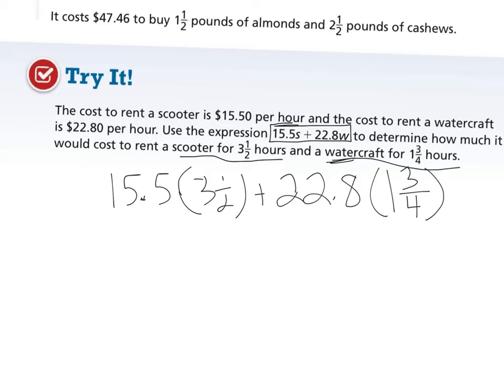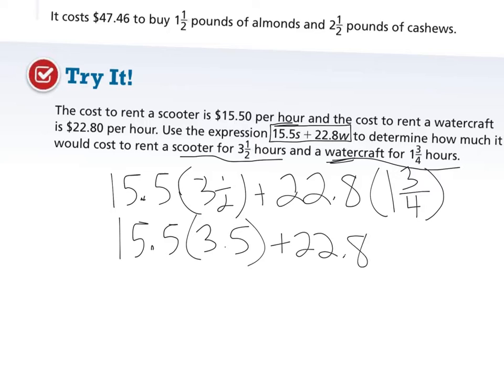we can change our fractions to decimals here. 3.5 is the same as 3 5/10. And 1 3/4 is the same as 1 75/100. If you forget the decimals for those, 3/4 means 3 divided by 4.